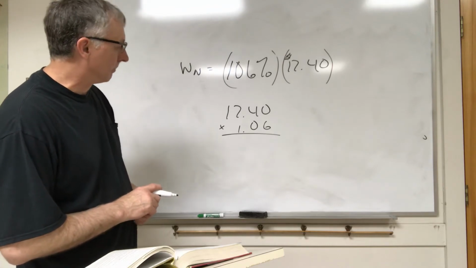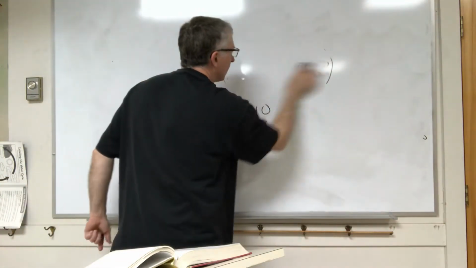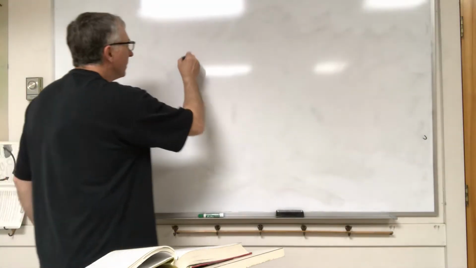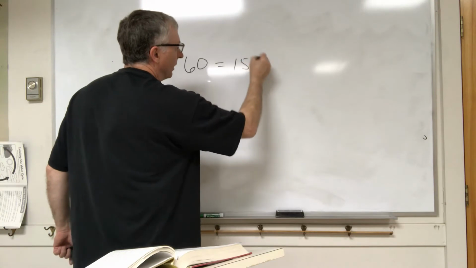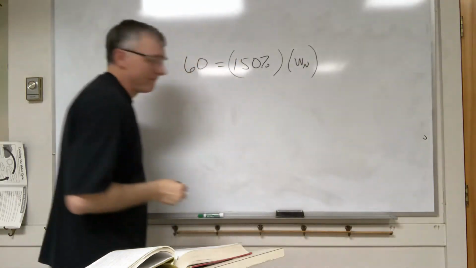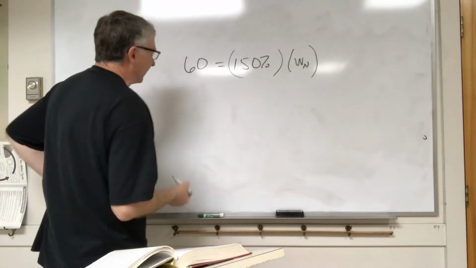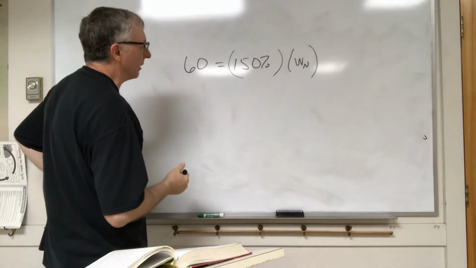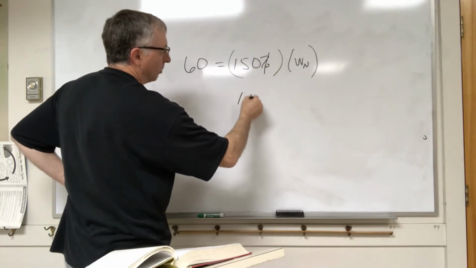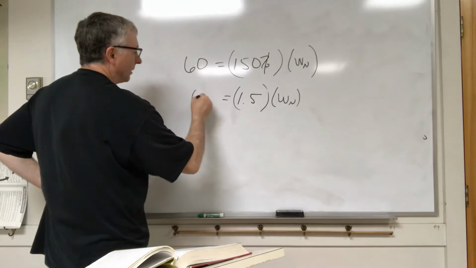And so let's go on to example 3. 60 is 150% of what number? Okay, so again, I know that my number is going to be greater than 60 because I have a percent greater than 100 here. And so again, I would probably just remove my percent sign and move my decimal point. So 1.5 times what number is 60.